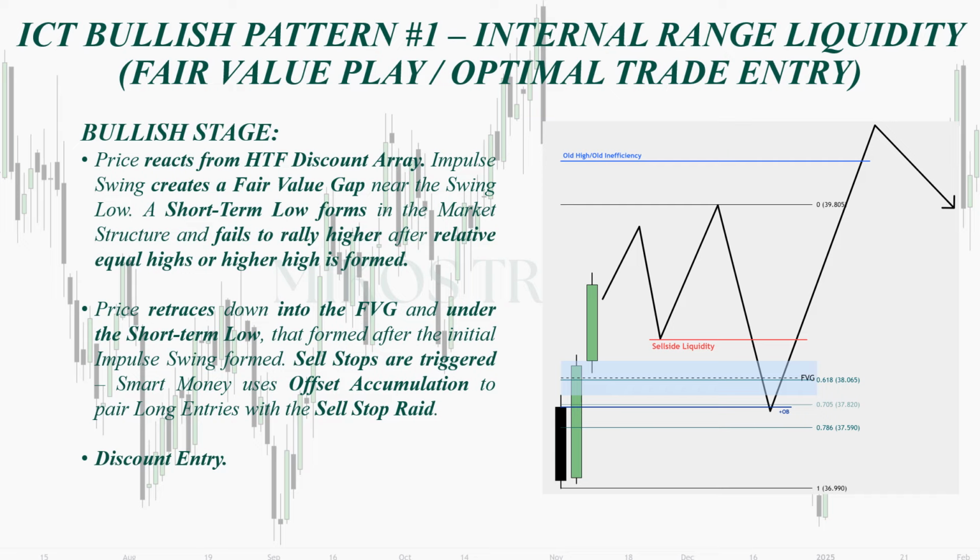Price retraces down into the fair value gap and under the short-term low that formed after the initial impulse swing formed. Sell stops are triggered. Smart money uses offset accumulation to pair long entries with the sell stop rate, discount entry.